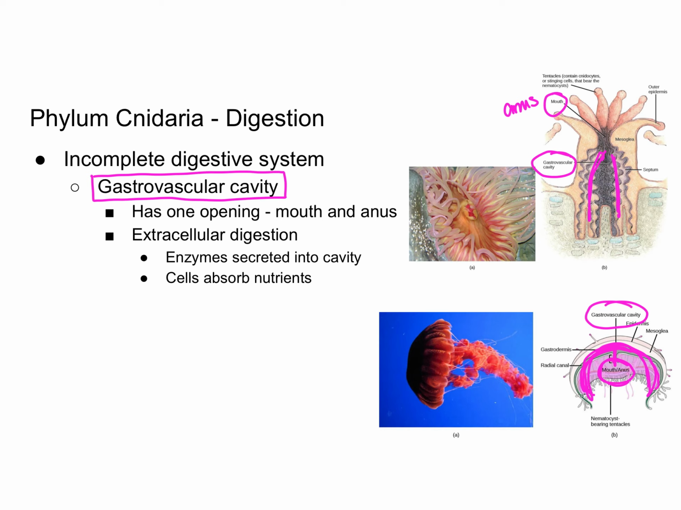Once the food is drawn up into the gastrovascular cavity, extracellular digestion occurs. This means that enzymes are secreted into this cavity, which breaks down the food particles into smaller nutrients that are then absorbed into the other tissues of the Cnidarian. This is similar to what happens in humans. Food goes into our gastric tract, enzymes are secreted into our stomach and our intestines, those enzymes break down our food, and then we absorb the digested nutrients.